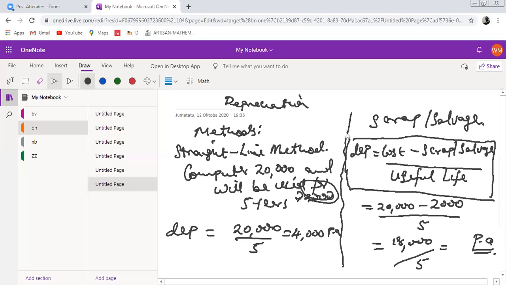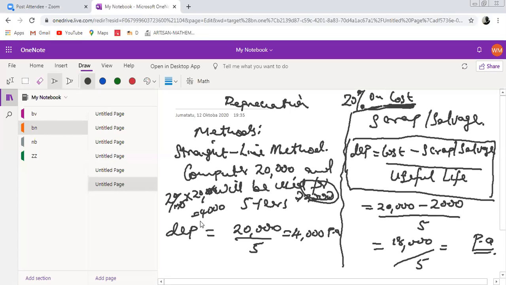Sometimes with the straight line method, you can be given the rate in percentage. You can be told the asset depreciates at 20%. If you are given it on a percentage basis, you will be told it's going to be 20% on cost. So like here, you are told it is 20%, you just calculate 20% times 20,000. So you get that and you find it is 4,000 maybe.